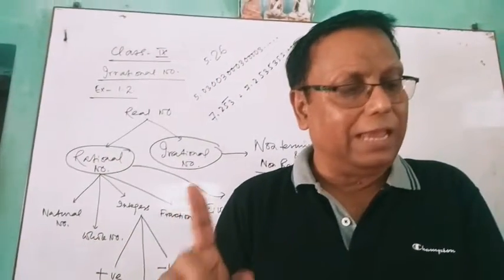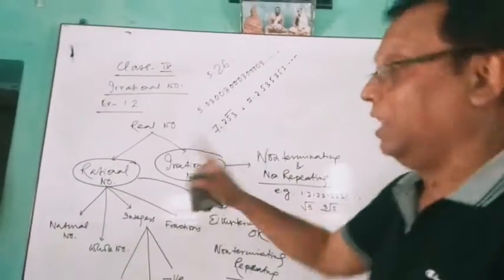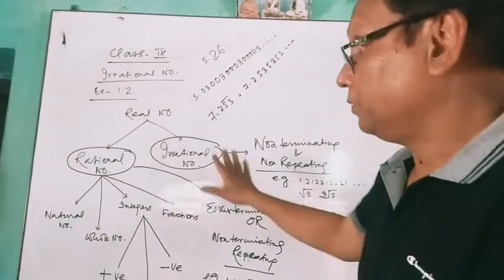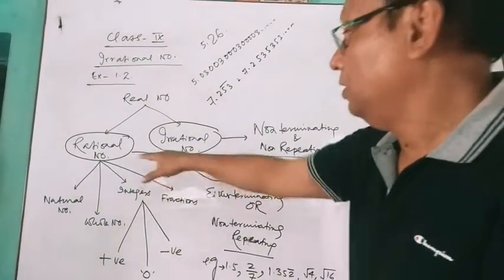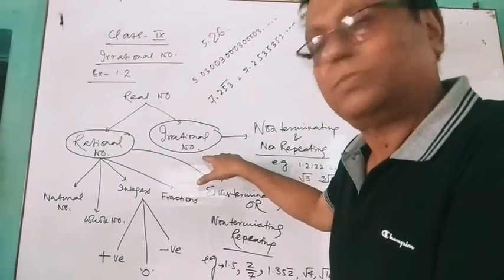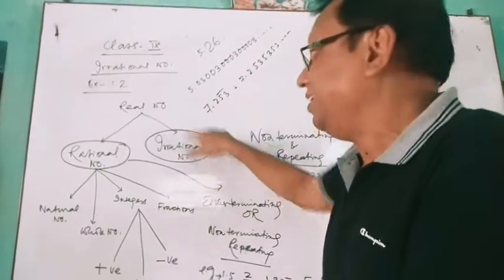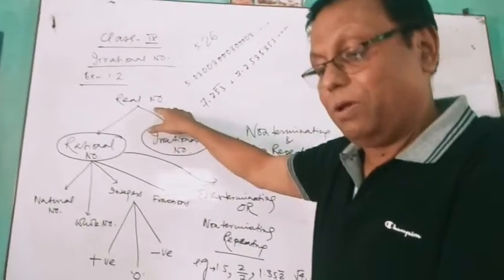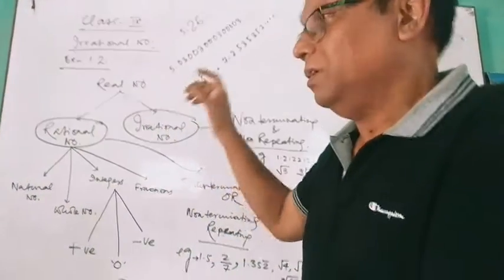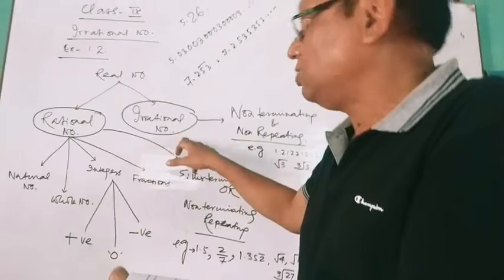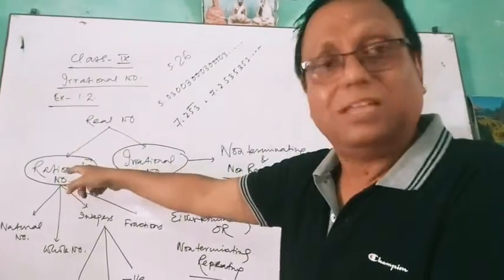First question is, every irrational number is a real number. See, every irrational number is a real number. Here is a rational number. It is a type of real number. So, every irrational number is a real number. Yes, this statement is true. The reason is irrational number is a part of real number. The other part is rational number.